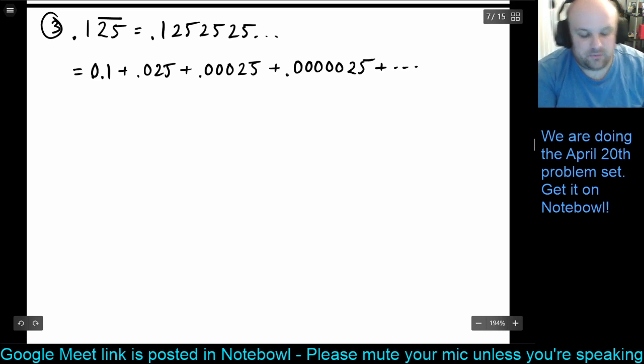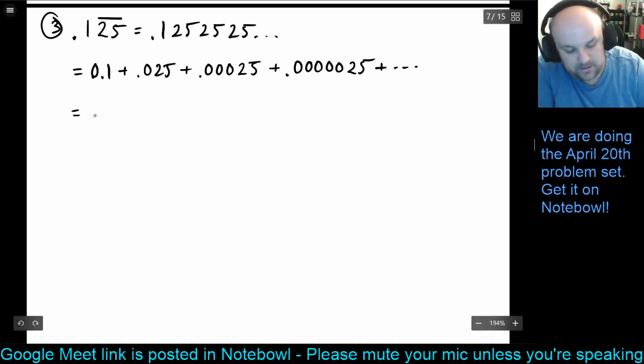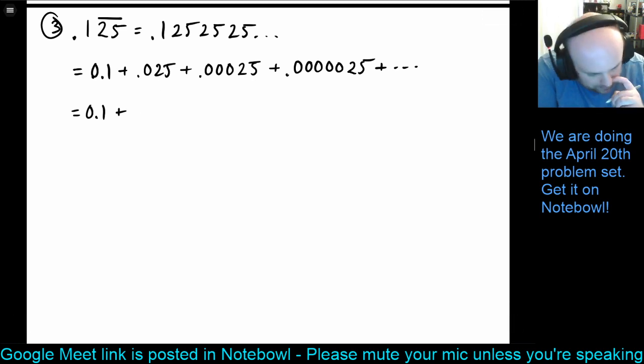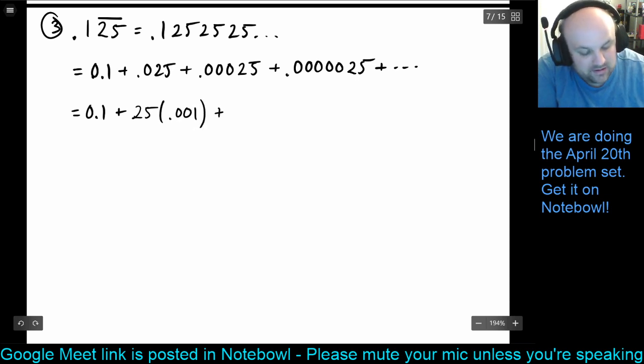All right. So what do we got to look at here? Right here, I want to look at the fact that this is the part that's going to be the geometric series. This one's just going to come along for the ride. So this is 0.1 plus. All right, so what do we get here? This is 25 times 0.001. This is 25 times 0.123.